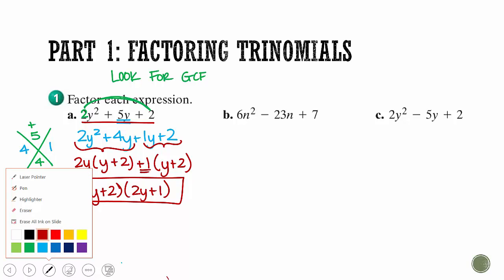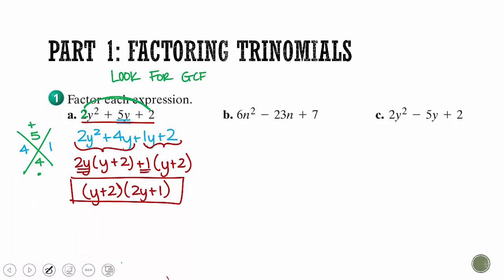Let's try this next one. So look for a greatest common factor. 23 is a prime number, so we know right away we have no GCF. So I notice there's a 6 here. So I've got to find two numbers that add to make negative 23, and they've got to multiply to make these two guys multiplied together, which is 42.